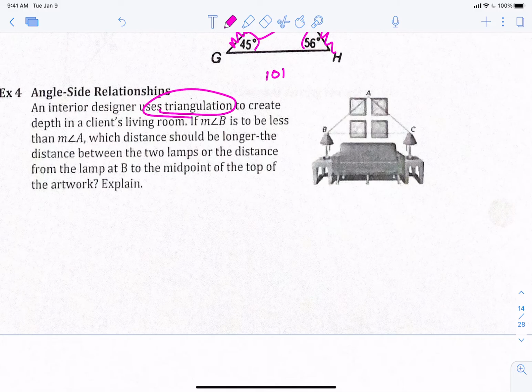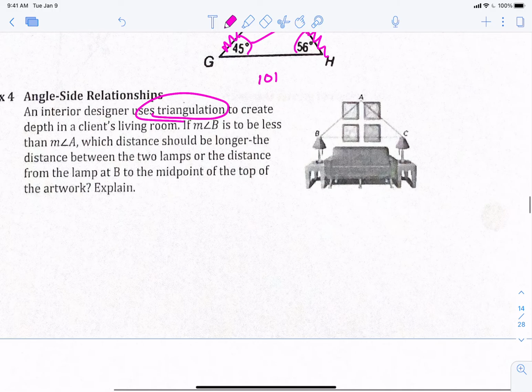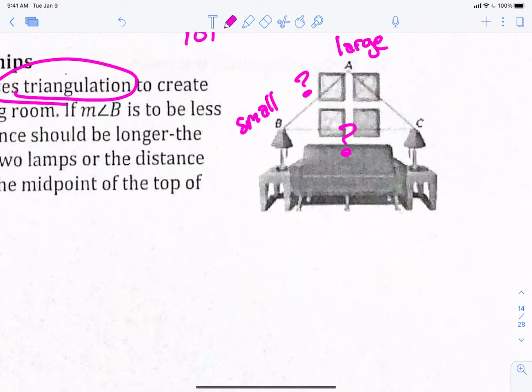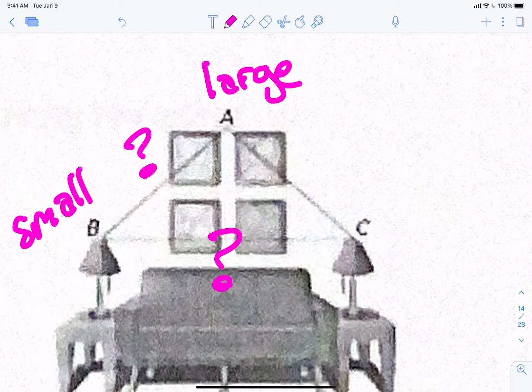So triangulation: if angle B is less than angle A, so B is small and A is large, which distance should be longer? The distance between the 2 lamps, or the distance between lamp B and the midpoint to the top of the artwork?